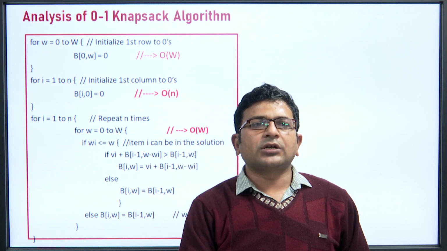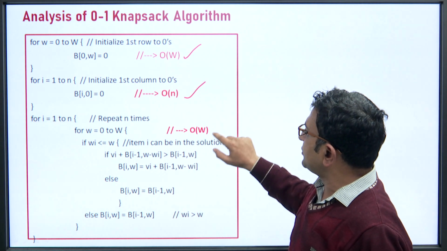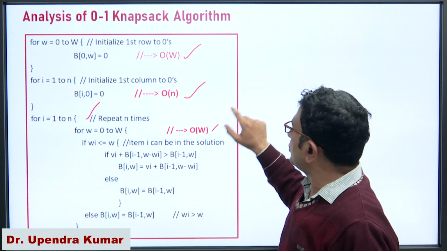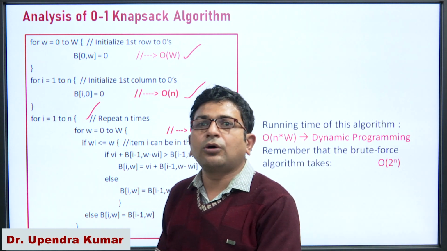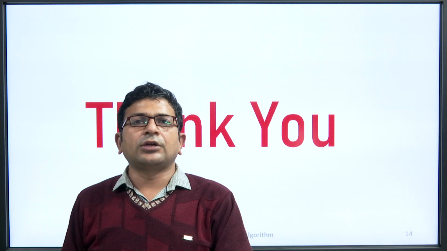If we talk about the complexity, it runs W times, it runs N times. So, here also it runs N times and W. So, the complexity comes to big O of N times W, and just see here how the complexity gets reduced in comparison to the brute force method. Thank you very much, that is all.